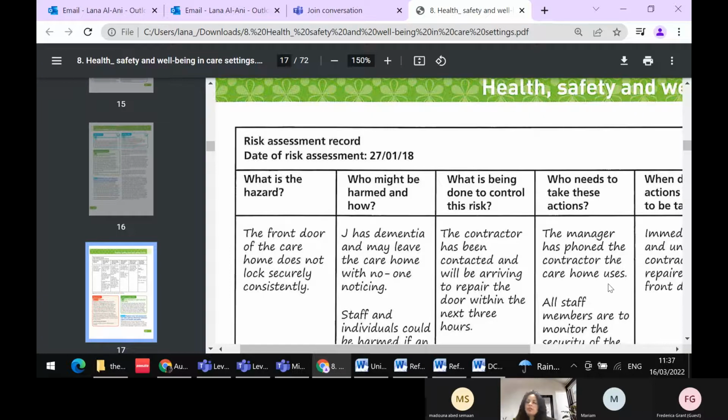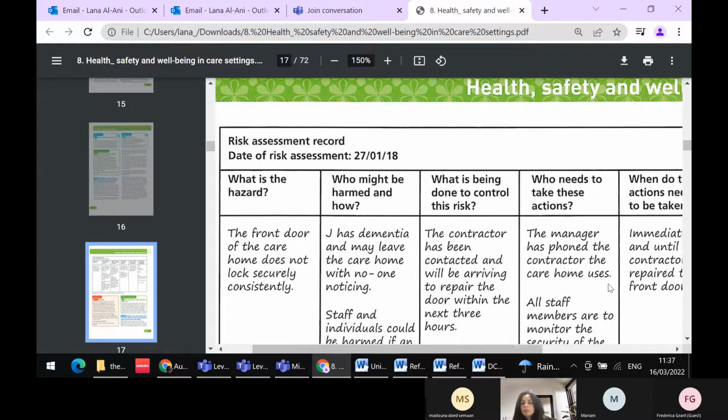For example, here it says the front door of the care home does not lock securely. That's a properly dangerous thing. Why? Because anyone can access the care home. People can escape the care home if they have, for example, mental illnesses. That's very dangerous, and they just leave the care home. So this is a danger.